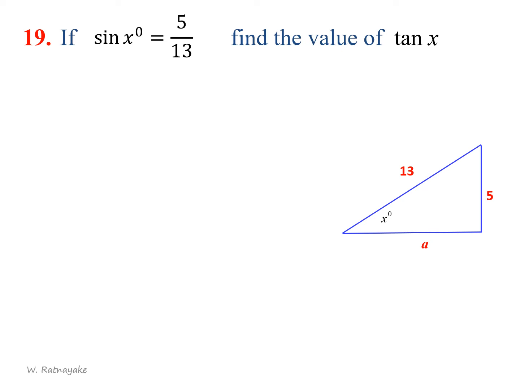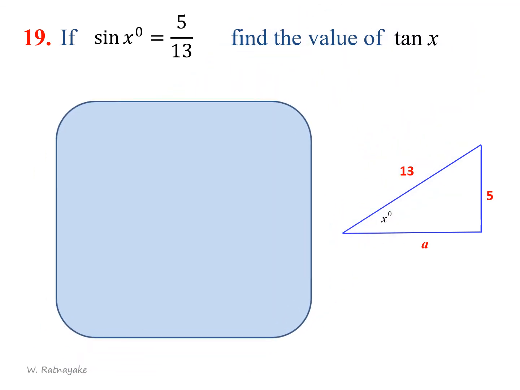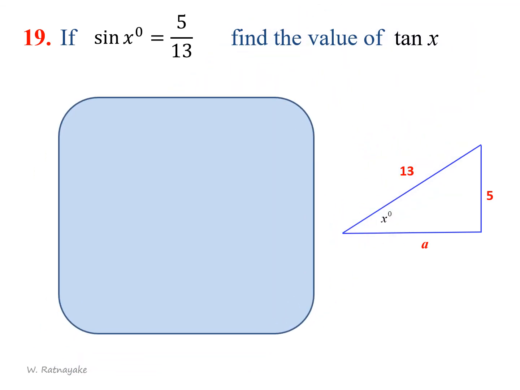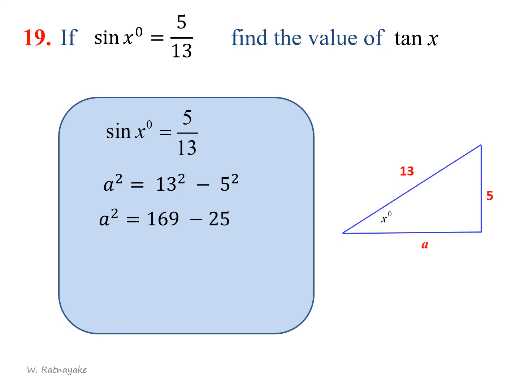Now, if the other side is a, using the Pythagoras theorem, we can find the value of a. That is, 13 squared is equal to 5 squared plus a squared, or a squared is equal to 13 squared minus 5 squared. This is 169 minus 25. It is 144. So to find a, we have to take the square root of 144, that is 12. Now all sides of the triangle are known.